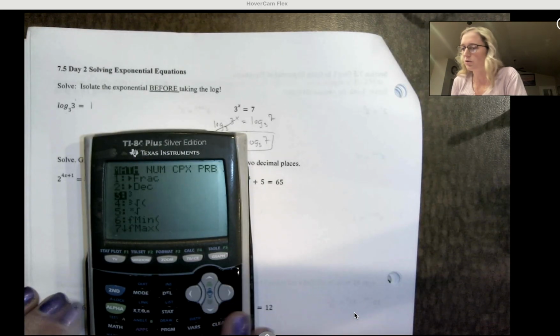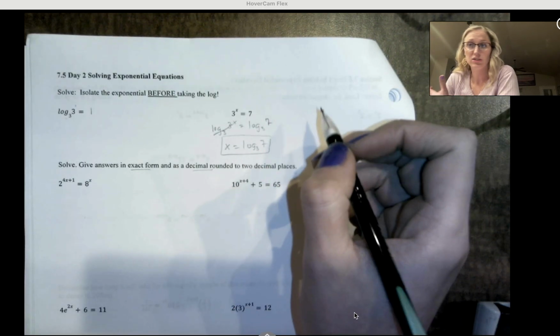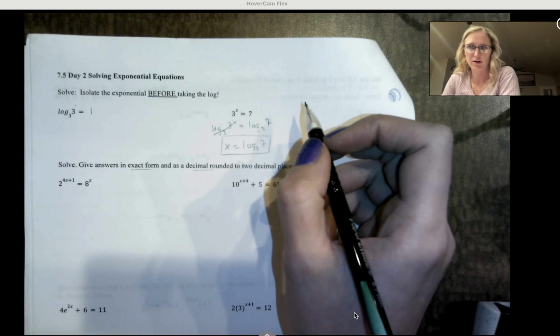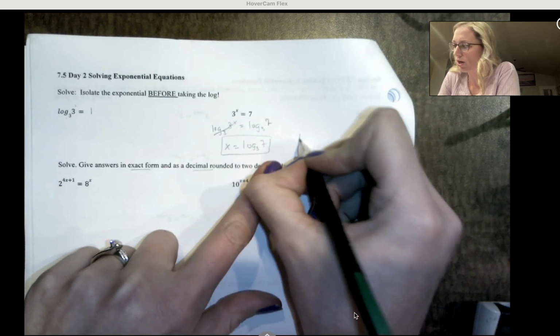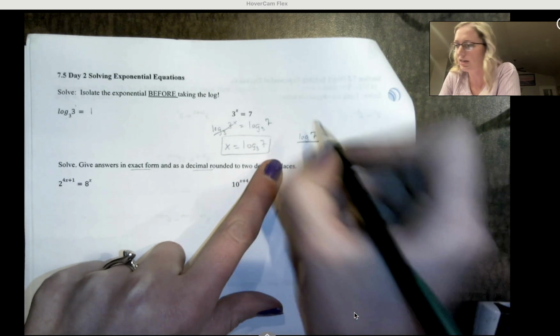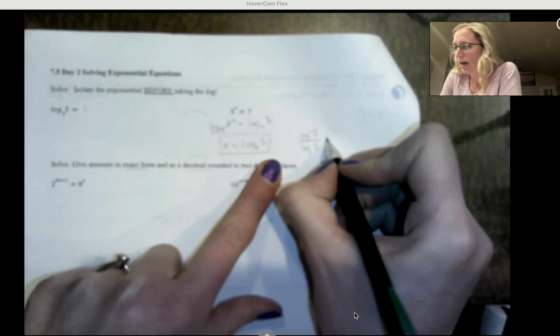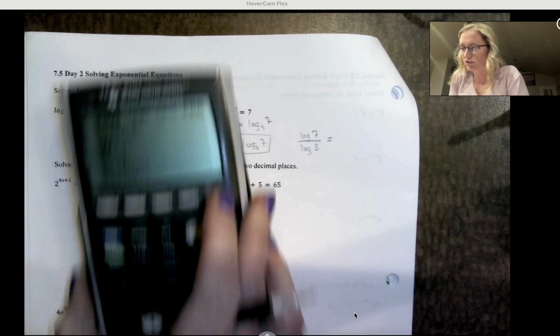This is an example of one that does not have log base. So what I'm going to do is use the change of base formula, and I'm going to choose log base 10 because I have that button on my calculator. So I'm going to do log base 10 of 7. Remember, I don't have to write the subscript when it's log base 10, divided by log base 10 of 3.